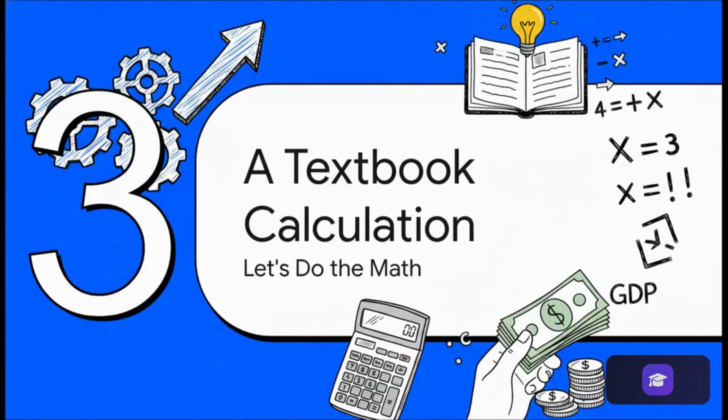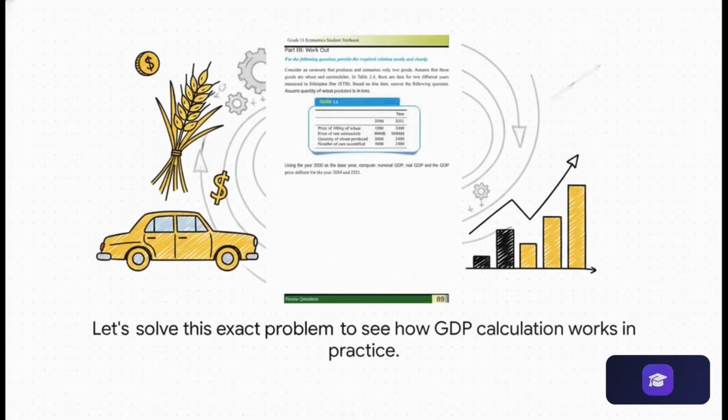Okay, theory is great and all, but let's be real. The best way to wrap your head around this is to actually do the math. So let's solve a problem straight out of our textbook. We're going to tackle this exact workout problem right here. It's a hypothetical economy that keeps things super simple. It only produces two things, wheat and automobiles. This is the perfect way to see how the gears really turn on this calculation.